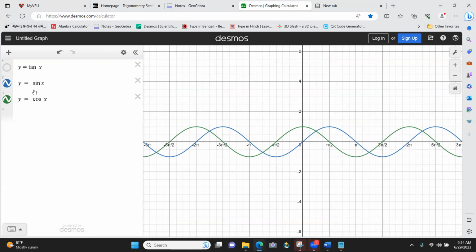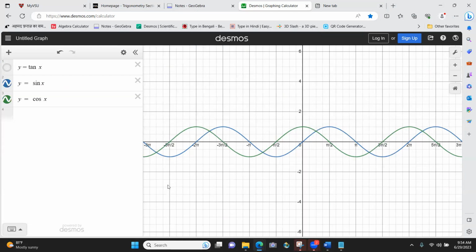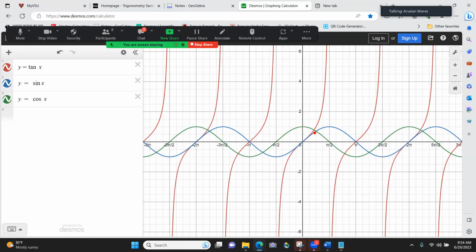So what's going on here is, remember, guys, tan of x is sine over cosine. So look at some of these points. Look at this point. Sine and cosine are exactly the same. If you divide it, you should get 1. And look at the tan function. It's exactly 1 here. At this point, this is 1.